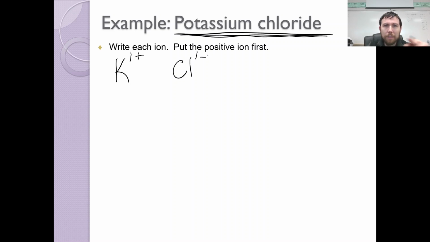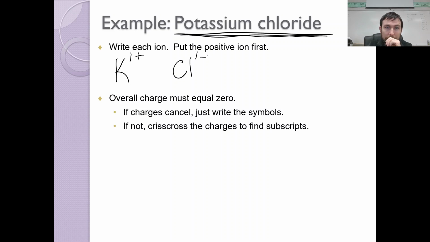Okay, so we got a 1+ and a 1-. So we've written the ions, positive first, and we've got the numbers that are associated with them. We know that the overall charge has to add up and equal 0. Based on what I've got here, +1 - 1 equals 0. Since the charges simply cancel out, I can just write the symbols of those two elements to make my chemical formula. And so that's going to leave me with KCl.